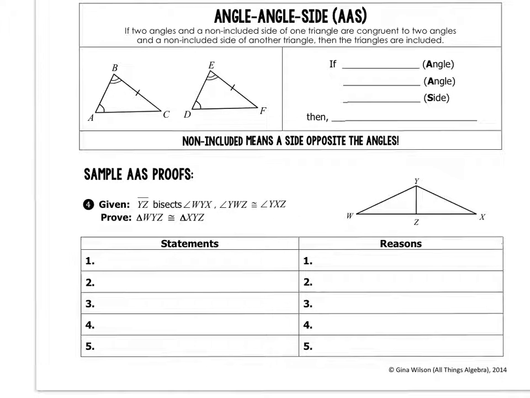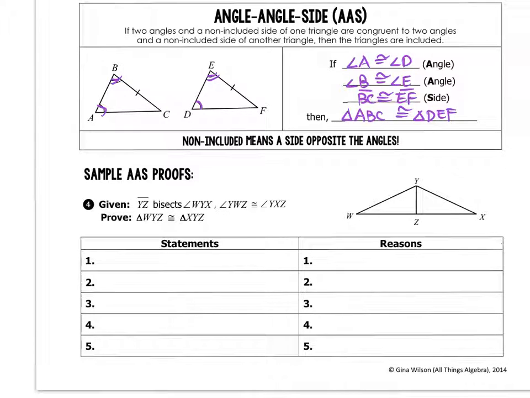AAS states that if I have two pairs of angles, it's pretty much similar to ASA, just the order is different. So now I have two pairs of angles. If you look at the diagram, I have the angles first, being congruent from left to right, and then I have one side, BC and I think it's EF, being congruent to each other. And now I can make the statement that triangle ABC is congruent to triangle DEF.